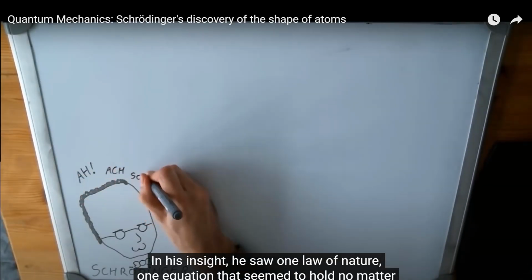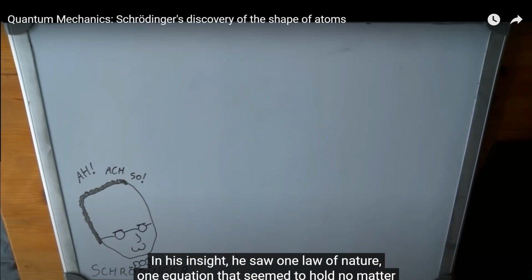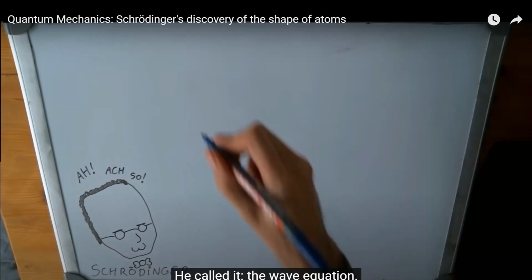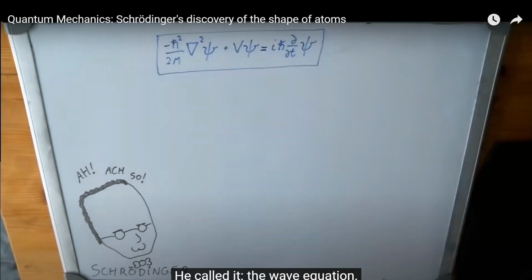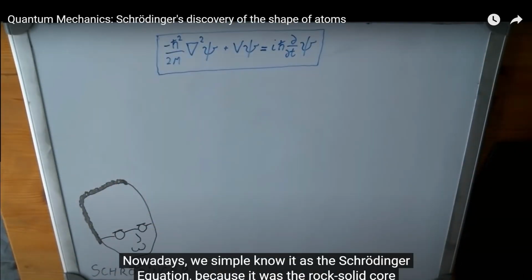In his insight, he saw one law of nature, one equation that seemed to hold no matter what you did. He called it the wave equation. Nowadays... Okay, first year chemistry, that sucker appeared in my textbook, and I was like, what? Because I had just finished taking Chemistry 11 and Chemistry 12, and even though Chemistry 12 is harder than Chemistry 11, it does not look like that thing. Okay, so that scared me. It was very scary. Okay.